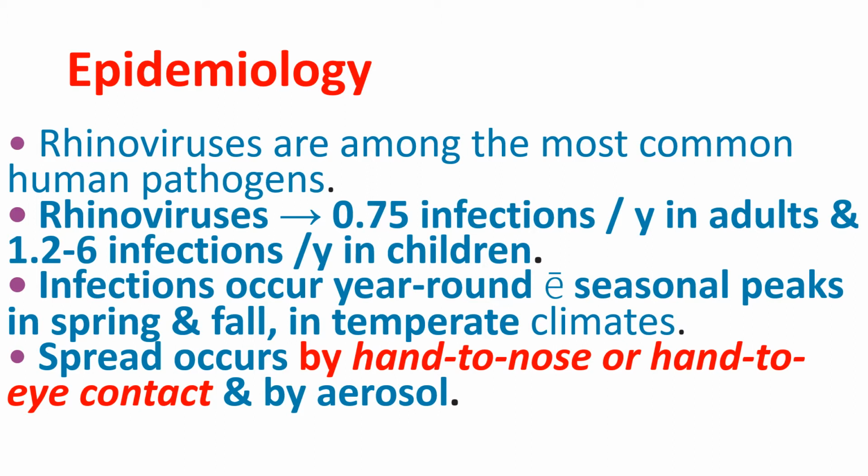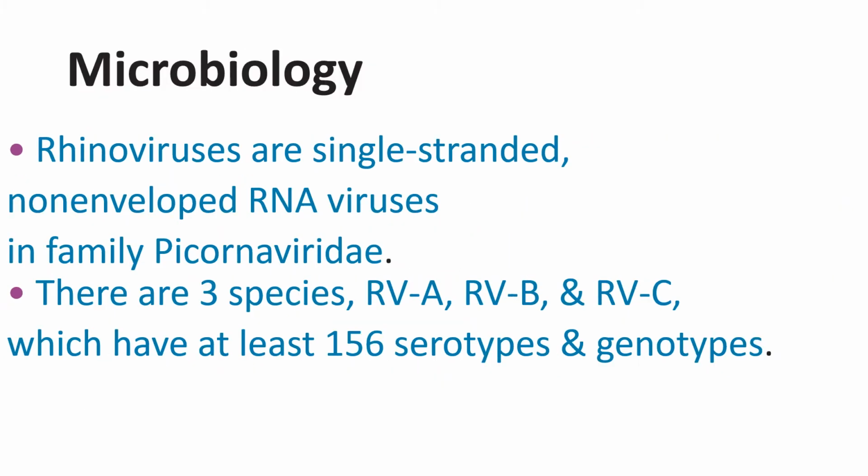Spread occurs by hand to nose or hand to eye contact and by aerosol. Microbiology. Rhinoviruses are single-stranded, non-enveloped RNA viruses. In family Picornaviridae, there are 3 species, RVA, RVB, and RVC, which have at least 156 serotypes and genotypes.